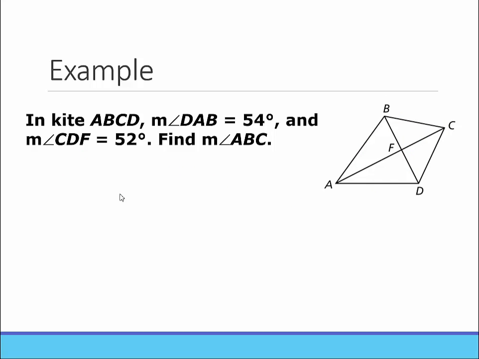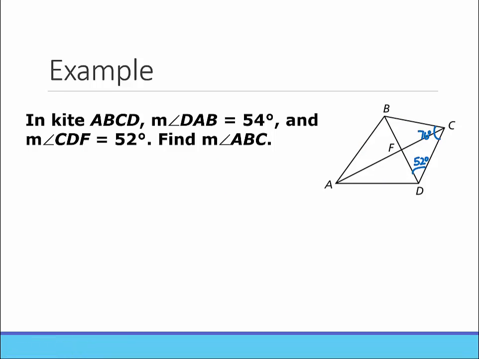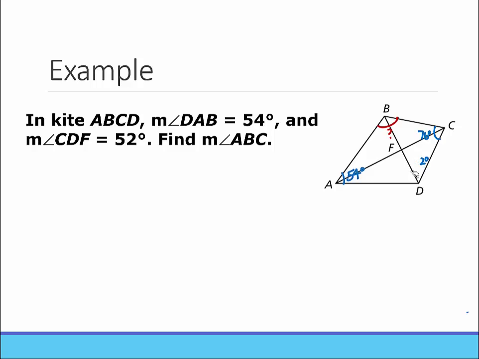Alright, so in this example we have the same kite, and they remind us that angle CDF is 52. Remember, we just found that this one up here is 76 degrees. And then they tell us one more piece of information, that angle DAB is 54 degrees. And our job is to find angle ABC. So this one up here is what we don't know. When we take a look at this, we're given a ton of information. This 52 we're not actually going to need for the problem, so let's get rid of it.